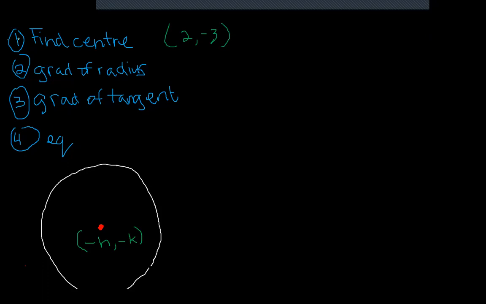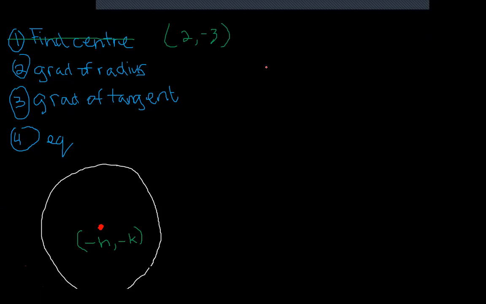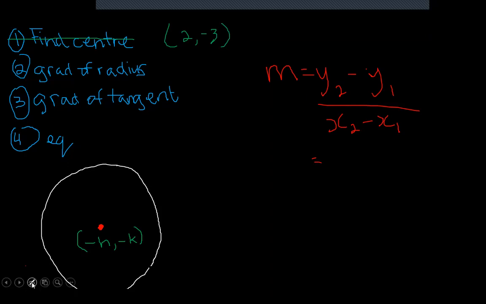Step 1, done. Next step, find the gradient of the radius. We know gradient m is equal to y2 minus y1 over x2 minus x1. And to find the gradient in this case, we need to use the center and we need to use the given point. Let me just write what the given point was. The given point was (-6, 3).